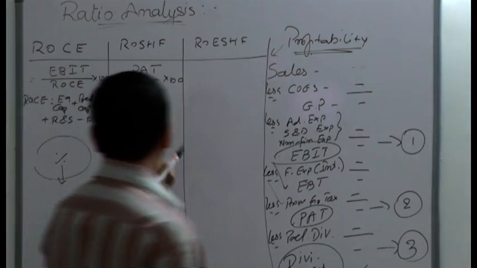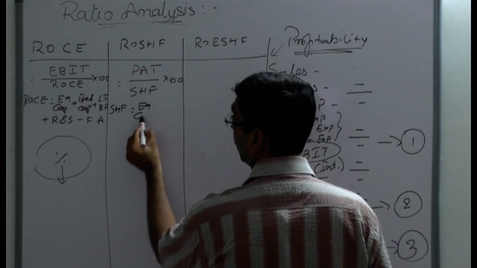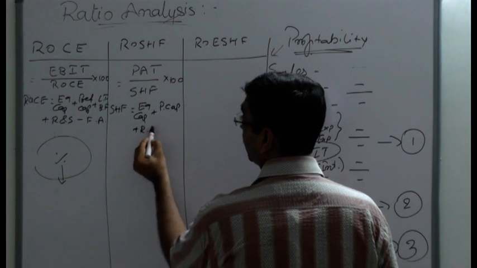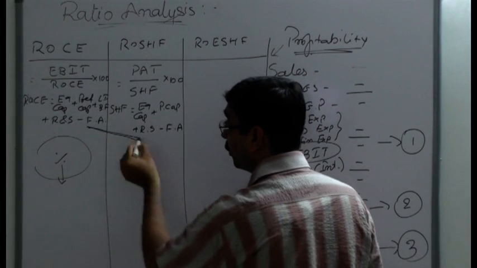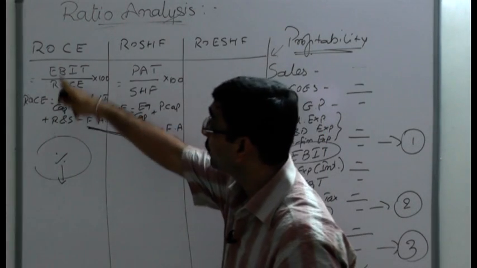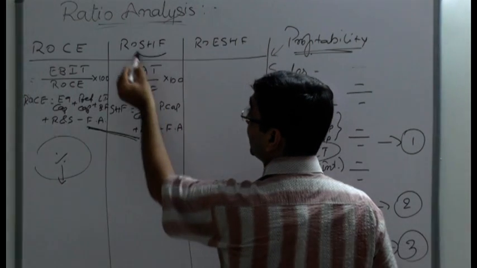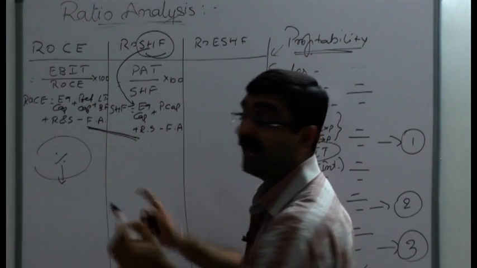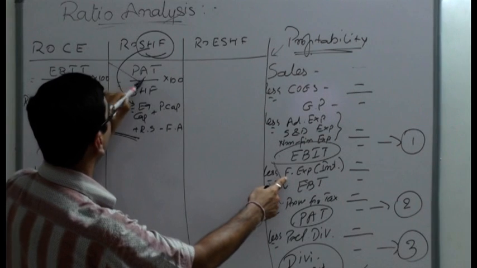Here, the shareholders fund formula is equity capital plus preference capital plus reserves and surplus minus fictitious assets. Now see, compare these two formulas. Here we consider long-term borrowed funds in the case of ROC, return on capital employed, that means the total amount of funds. But in the case of shareholders fund, we consider only ownership funds. And that's why, when you take ownership funds, interest is deducted from your profitability.